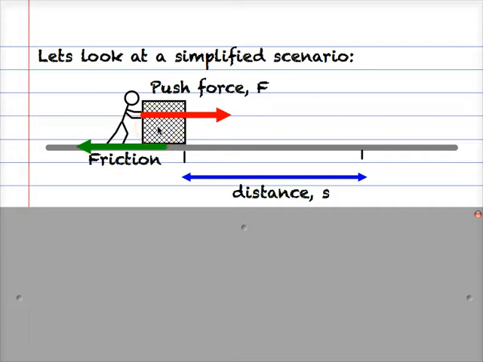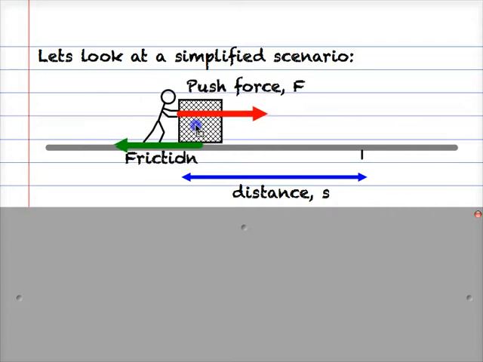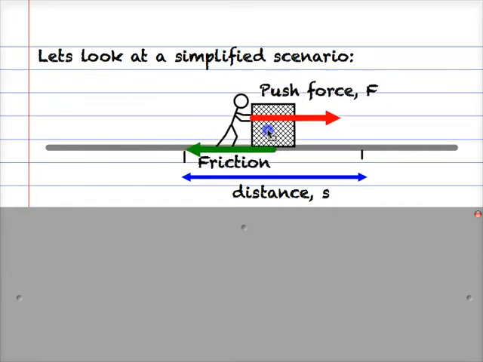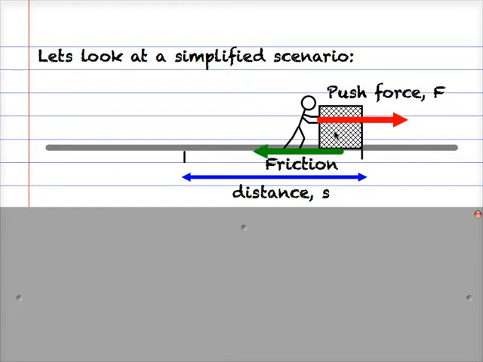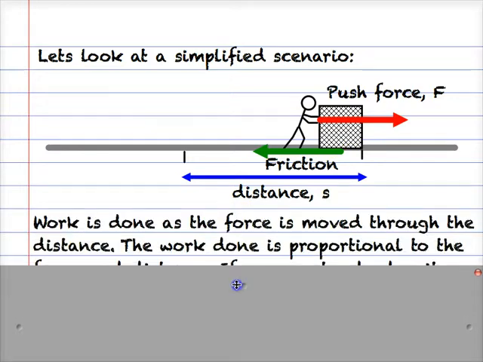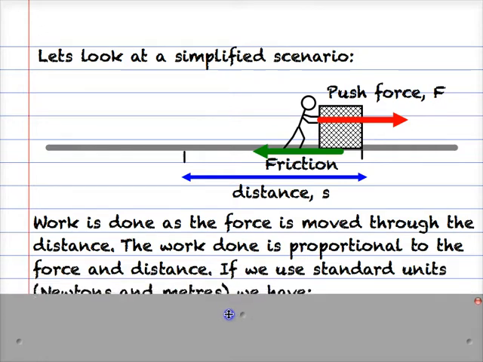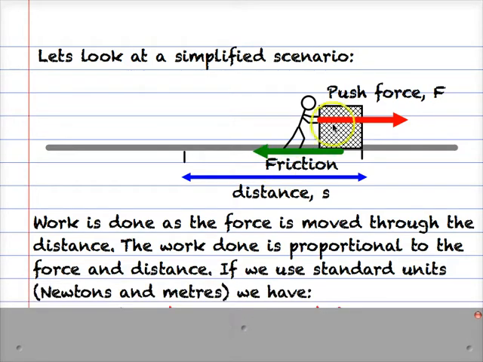So let's move that block through a distance s. There we are. The person just pushed the block through a distance s. So when this person moves the force through the distance, work is done. And the work is proportional to the force, and it's also proportional to the distance. If I double the distance moved, I do twice as much work.